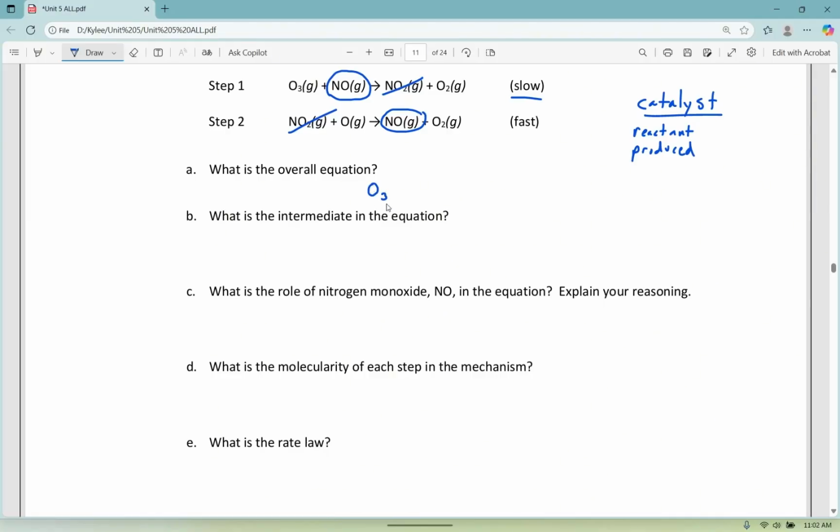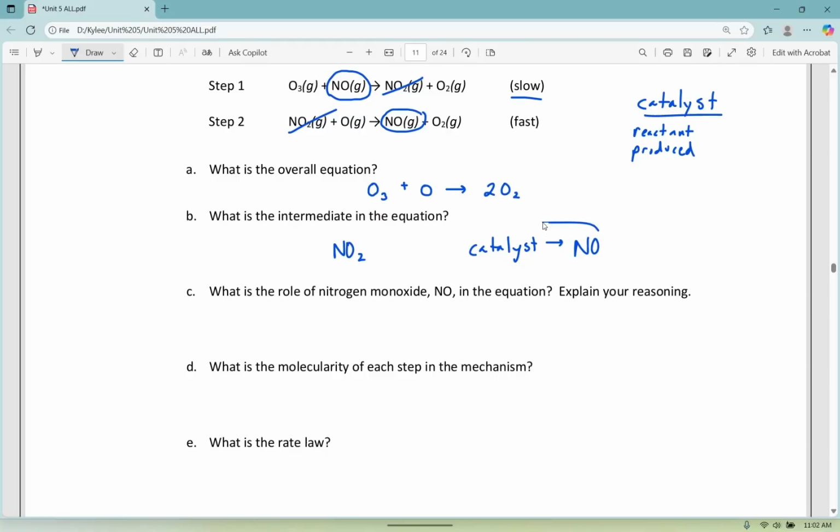So here I have O3 reacting with an oxygen radical to produce 2 O2s. The intermediate in the equation was our NO2. That was what was produced and then used up. And then, like I mentioned again, our catalyst is something that was a reactant and then got regenerated as a product. They didn't ask me for this, but just to introduce it here. Never mind, they do ask us about that.